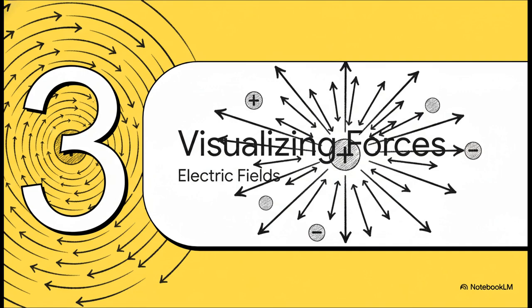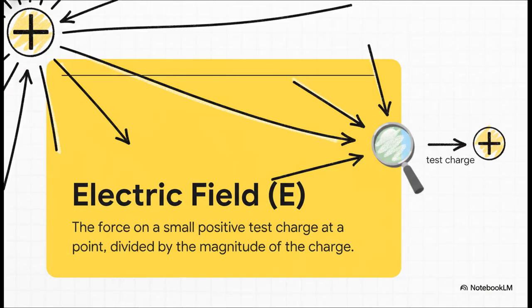How do they push or pull on each other across empty space? The answer is one of the most important concepts in all of physics, the electric field. You can think of it as an invisible sphere of influence that every single charge generates around itself. The best way to think about an electric field is like a force map of space. For any single point in space, the field tells you exactly two things. If you were to drop a positive charge right there, what direction would it be pushed and how hard would it be pushed? It's a way of describing the charge's influence on the space itself, waiting for another charge to come along and feel it.